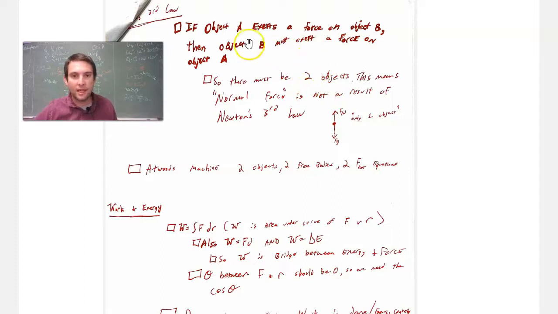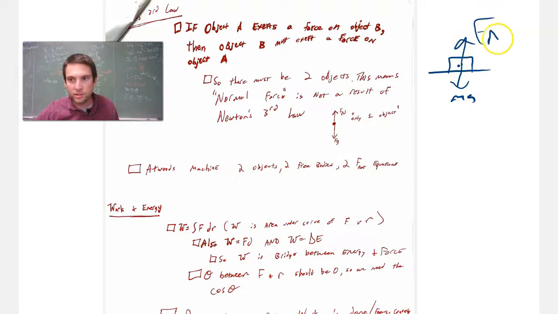So that means that you have to have two objects for Newton's third law to be in effect. You cannot take a box on the ground and say, oh, well, there's a down gravity and there's an up normal force. That normal force is not the reactionary force for a force pair. This is not a force pair. In order for that, you need to have two completely different objects.